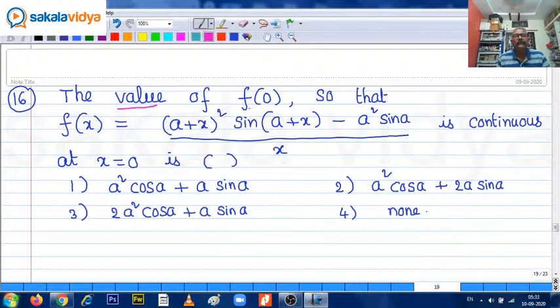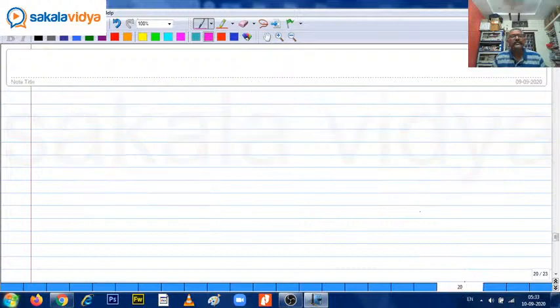The value of f of 0 so that f of x equals (a plus x) whole square sin of (a plus x) minus a square sin a, upon x, is continuous at x is equal to 0. That means f of x is continuous at x is equal to 0, then the value of f of 0 we need to evaluate. This is also a very important question, 16th one.